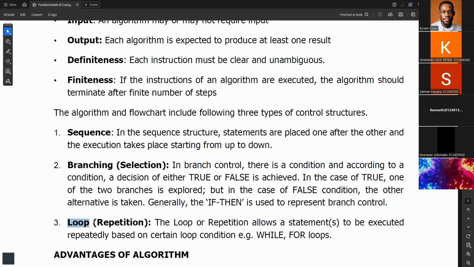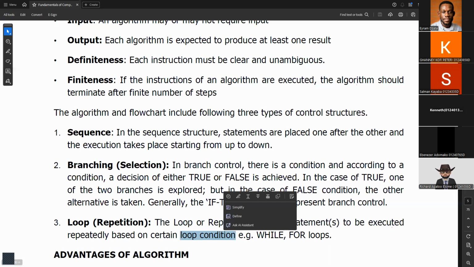And the third of these control structures is what we call the loop, or looping, or repetition, or iteration. These types of statements are executed repeatedly based on what we call a certain loop condition.